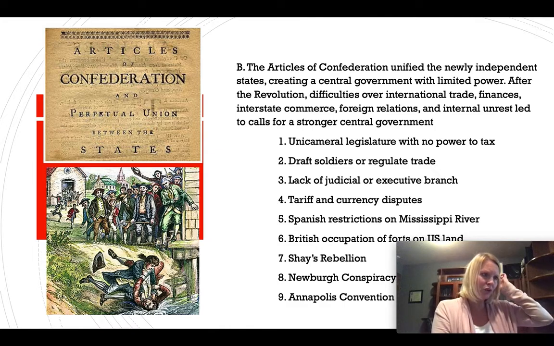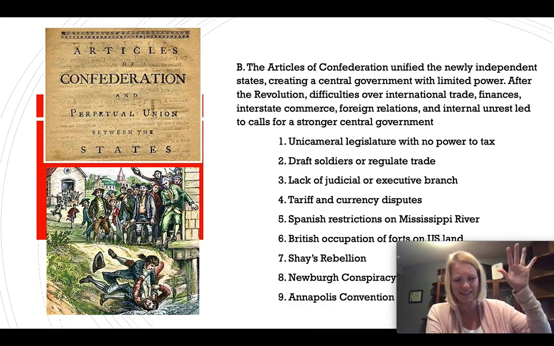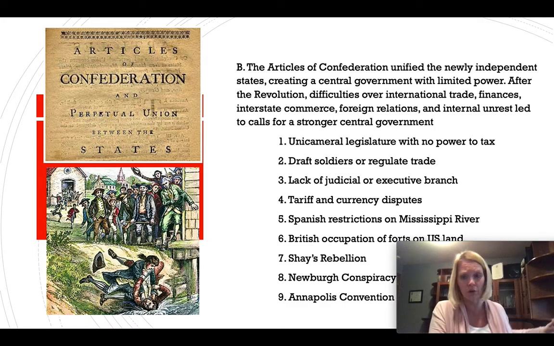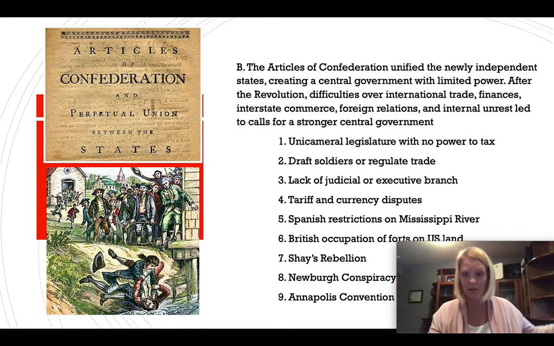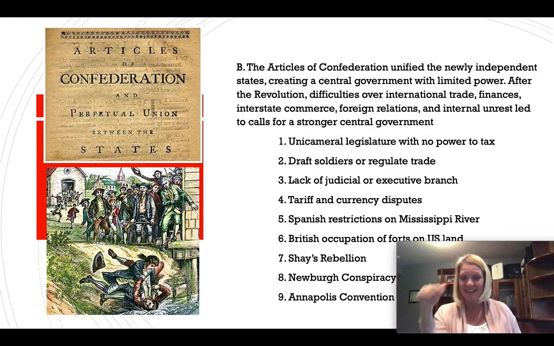Shays' Rebellion, we're talking 1786, 1787. The war is over, right? The war is over. America is unified. We have the Articles of Confederation. Life is beautiful. We're making this work, right? Except there's no power to tax. Here's the problem. Daniel Shays was a military veteran.